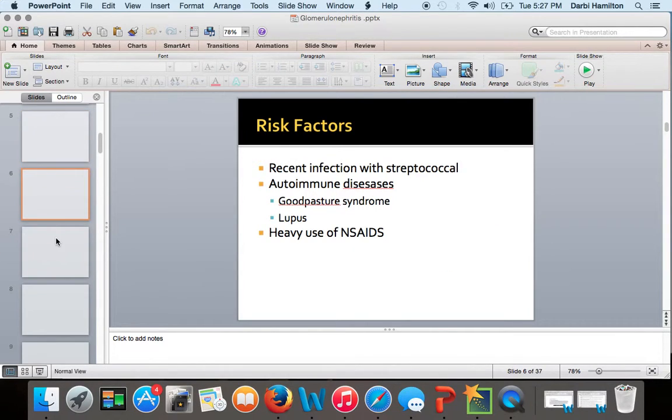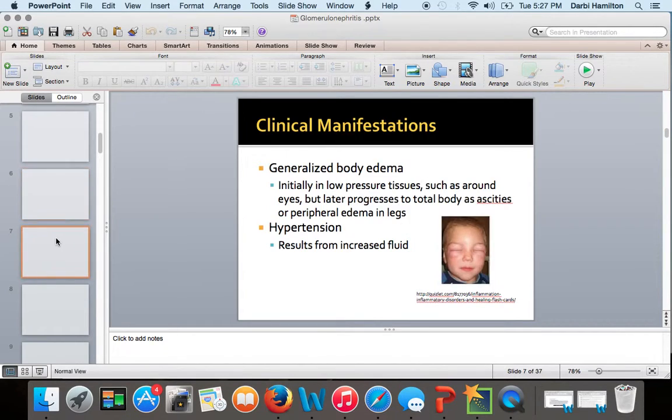Some risk factors: a recent infection with streptococcus, autoimmune diseases such as Goodpasture syndrome or lupus, or heavy use of NSAIDs. Some clinical manifestations: there's generalized body edema, initially in low pressure tissues such as around the eyes, but later progressing to the total body as ascites or peripheral edema in the legs. Another clinical manifestation is hypertension, which results from an increase in fluid.